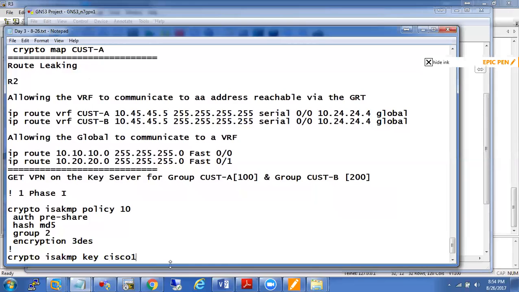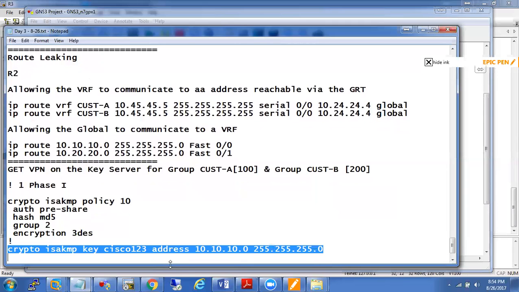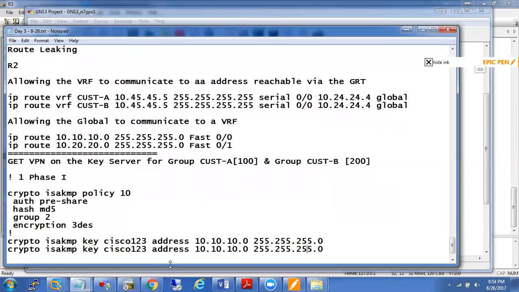Key Cisco123 address, and you can do this for the address. So this is the key for anything coming from 10.10 or 10.20, because my group members are R1 and R2 on the 10.10 network, R2 and R3 on the 10.20 network. So my key is done.